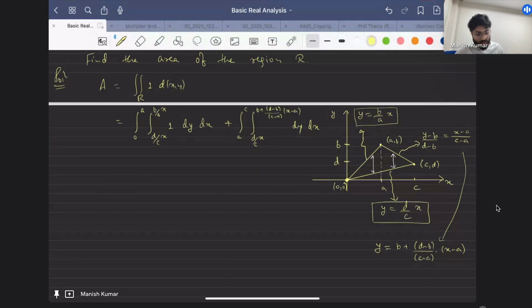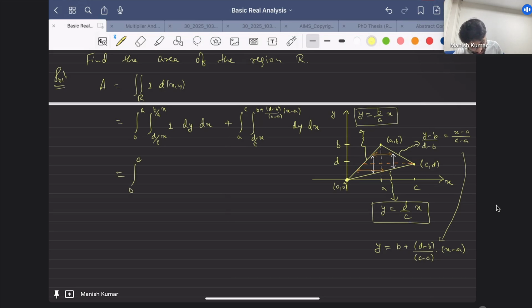Now there could be other possibilities. You can take a line parallel to the x axis. So here we can do it in both ways, right? This would be the line, and in that case we first integrate with respect to x, where x will vary from this line to this line, and y will vary from 0 to d and then d to b. This is how it will go. Anyway, let's try to evaluate it.